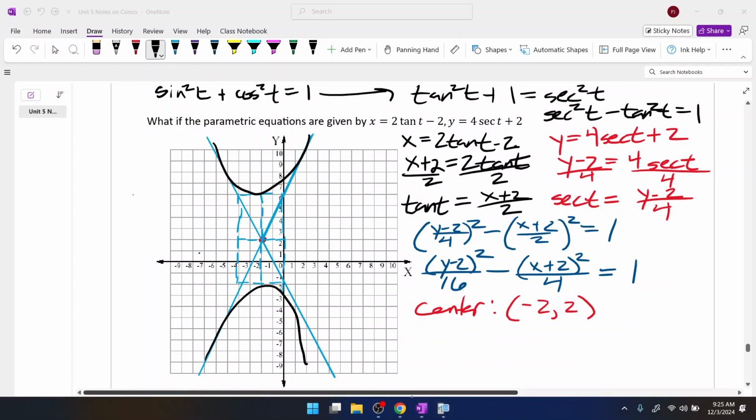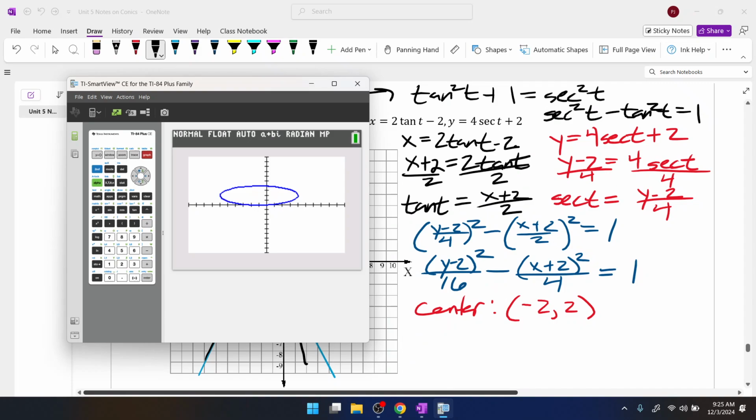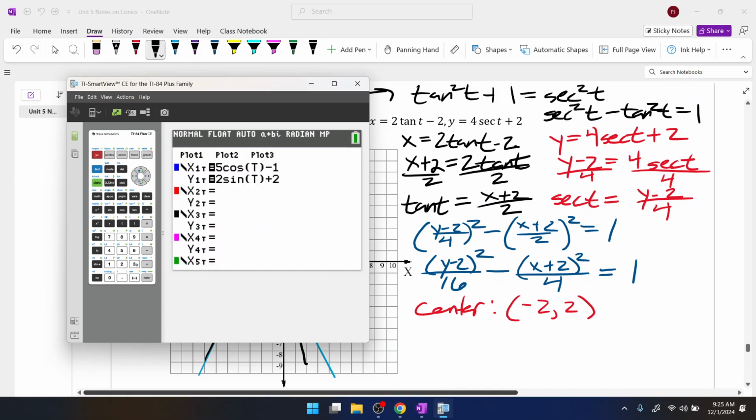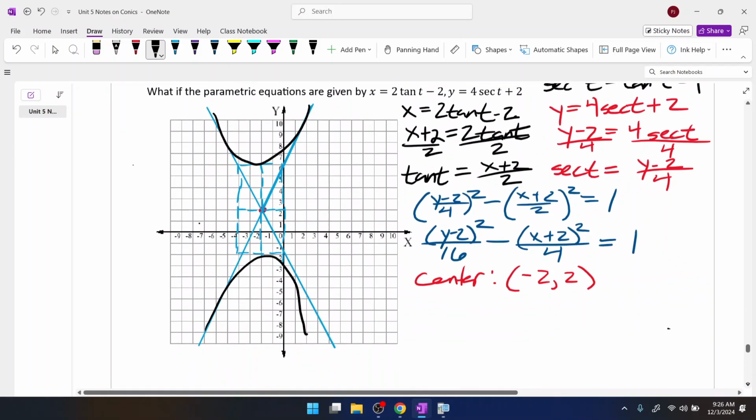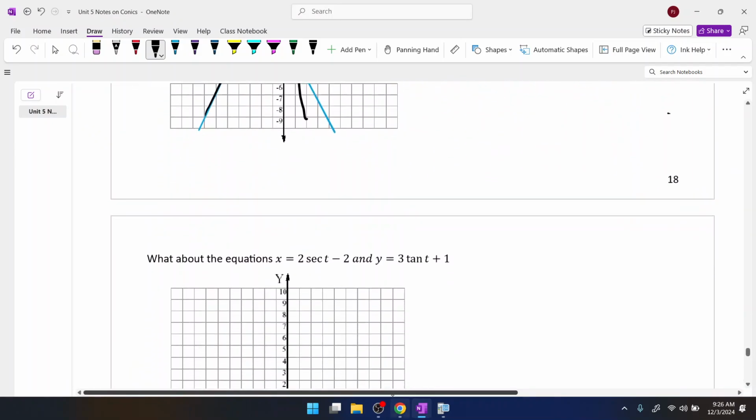Oh, you know you can graph this on your calculator. It's actually pretty easy. Watch this. So you have 2 tan of t minus 2. Now, for secant of t, it's literally going to be 4 over cosine of t, and plus 2 right after that. And it'll look something like that. All right, not a bad deal if you ask me. All right, how about you try the next one?